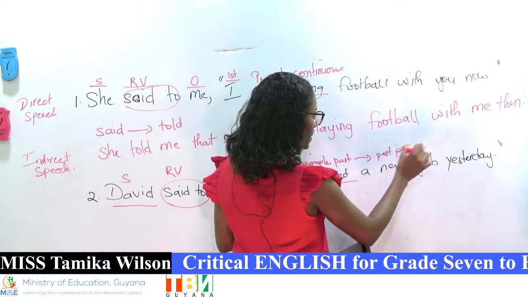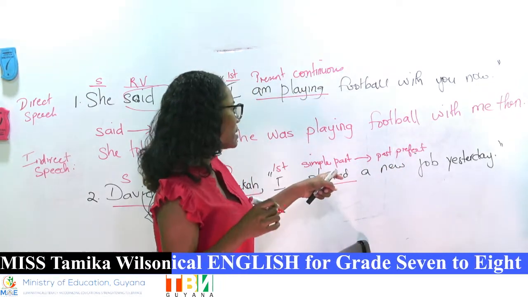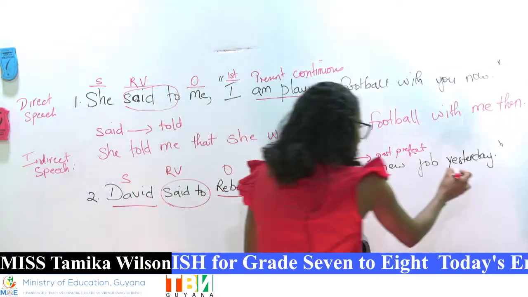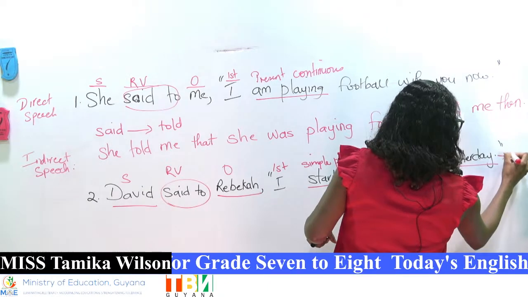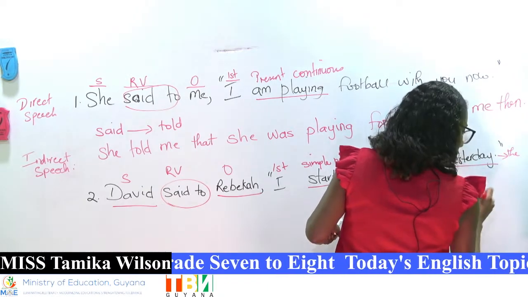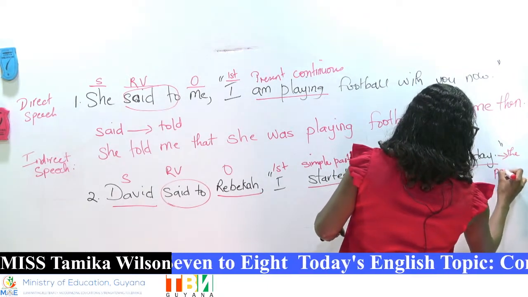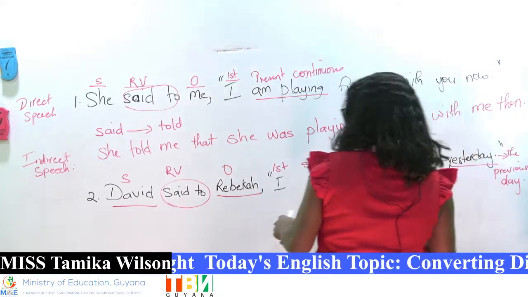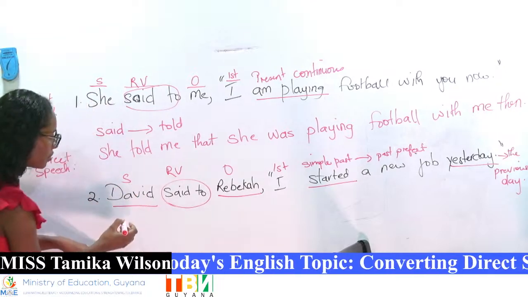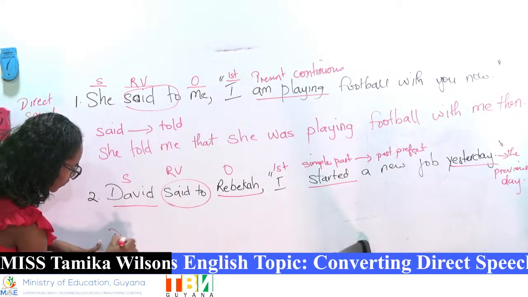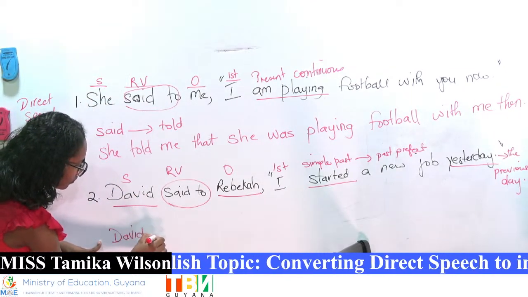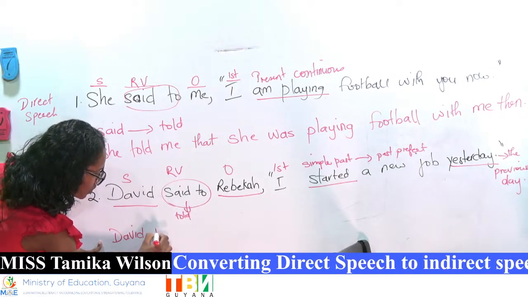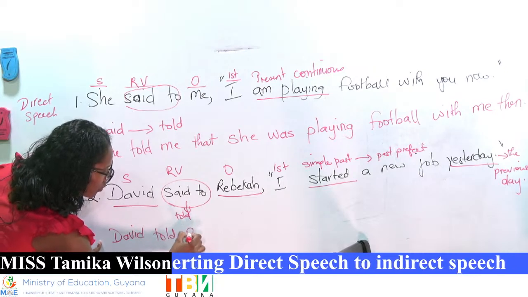Alright, we're almost out of time, so let's go. Anything else we need to identify in this transformation? Yesterday becomes what? The previous day. So could we convert now? What should we have? David. This becomes what? Told. So David told Rebecca.